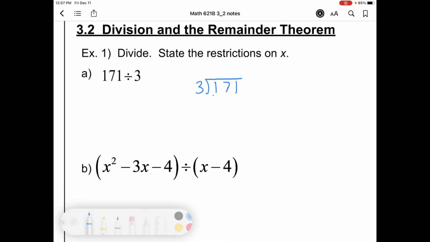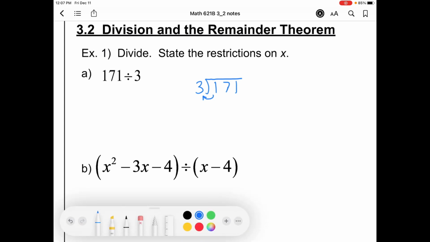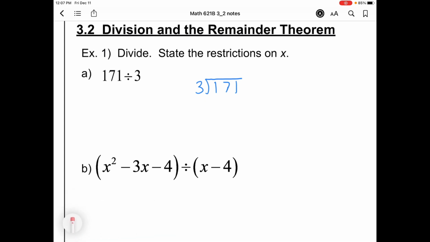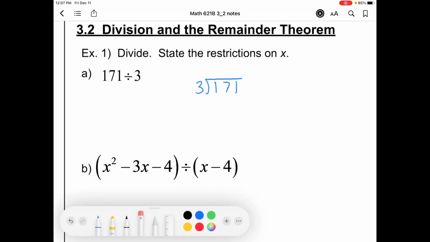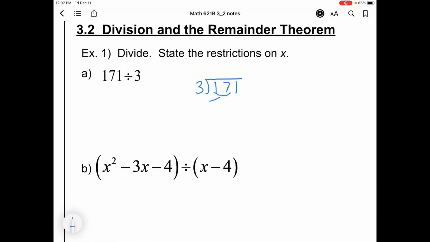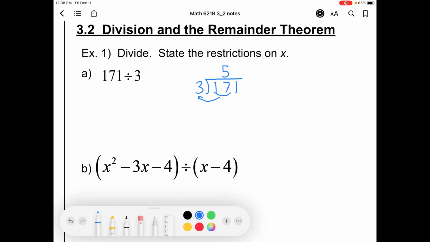We go, oh, can I divide 1 into 3? Or in other words, you might say, how many 3's are there in 1? That doesn't divide evenly. So 1 divided by 3 doesn't work. How about 17 divided by 3? Does that work? Yeah. You get 5 3's in 17. Okay. And then you'd have some leftovers, too.